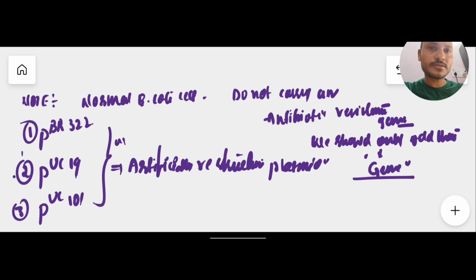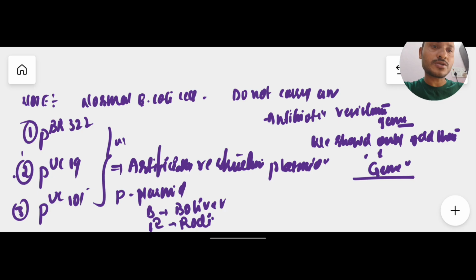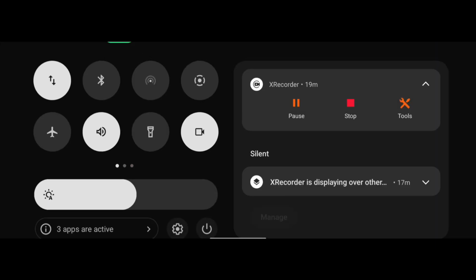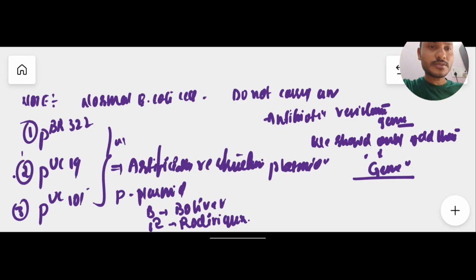Here p means plasmid. In pBR, B means Bolivar, a scientist. There are two scientists who restructured these plasmids, so their names are used: Bolivar, and R means Rodriguez. So pBR means p for plasmid, B for Bolivar, R for Rodriguez. These two scientists, Bolivar and Rodriguez, discovered these plasmids. And 322 is the strain or the serial number of this plasmid.